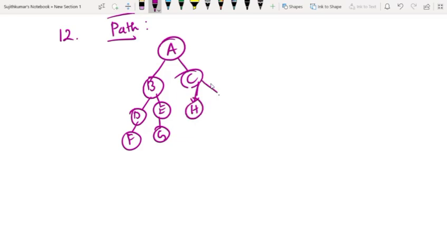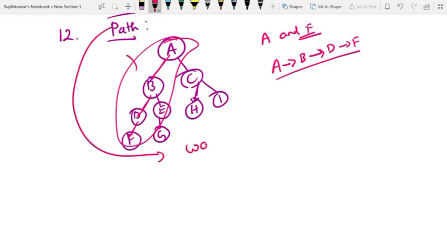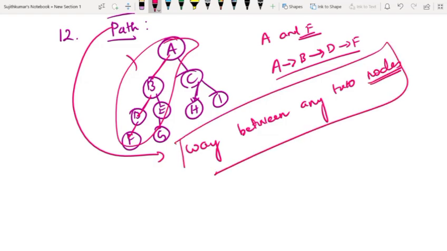Let me say H, and this is I. Let's say I just want to find the path between A and F. The path here is A, I go to B, then to D, and then I reach F. So A to B, B to D, and D to F. That is the path. It's a way between any two nodes. That's all about path.